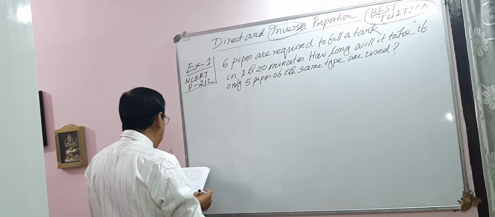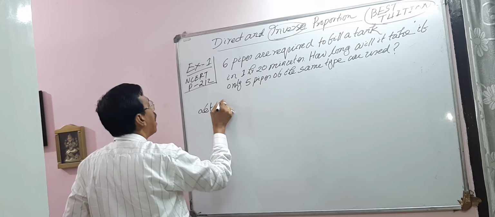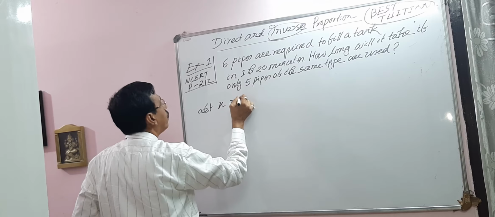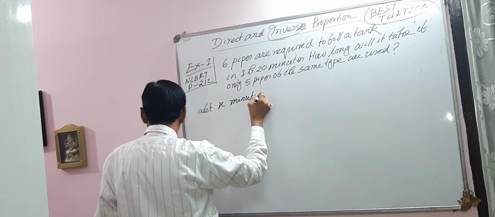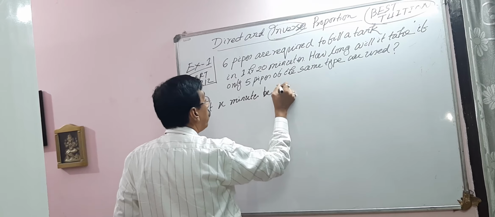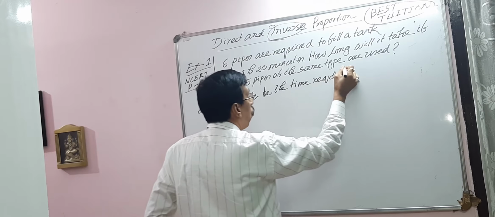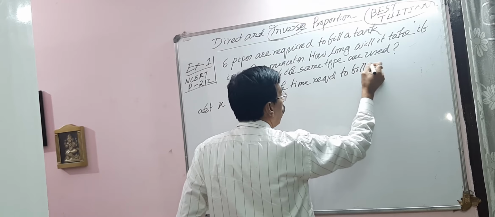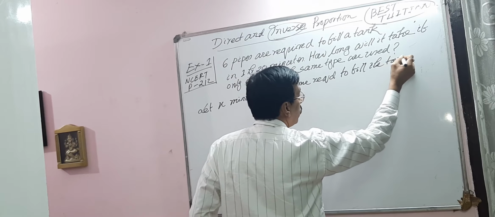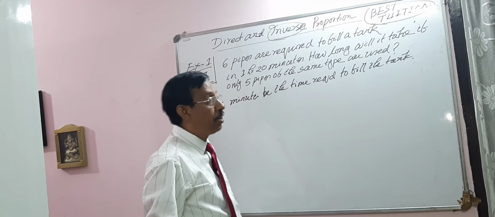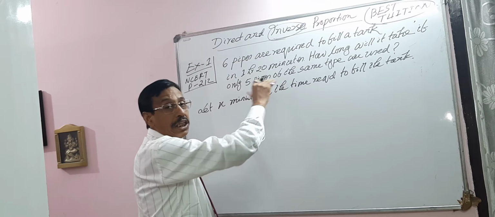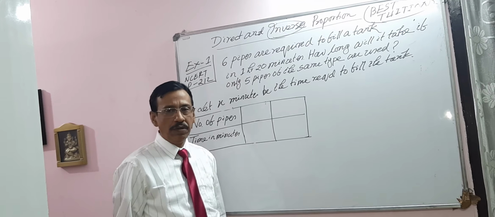So what will we write first? Let x minutes be the time required to fill the tank. Clear? Now I shall tabulate this information as follows.